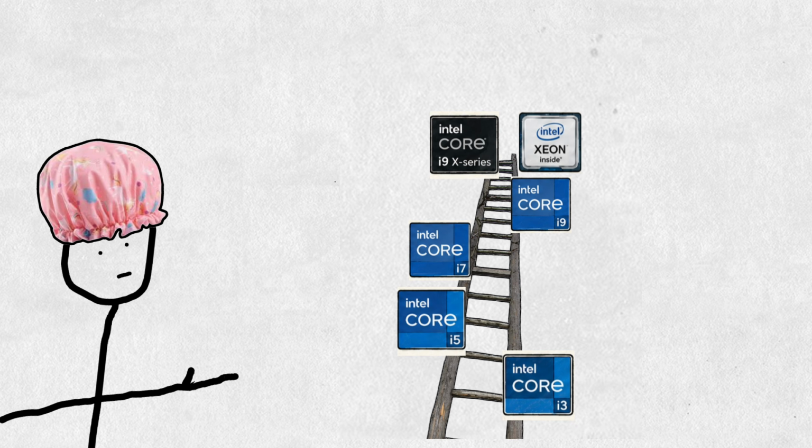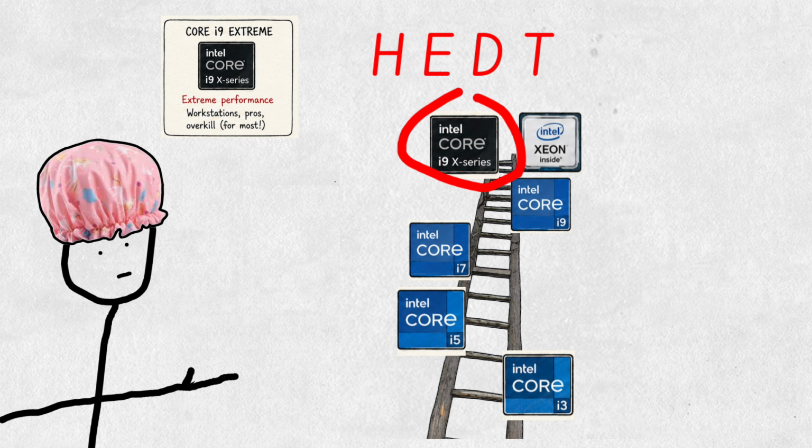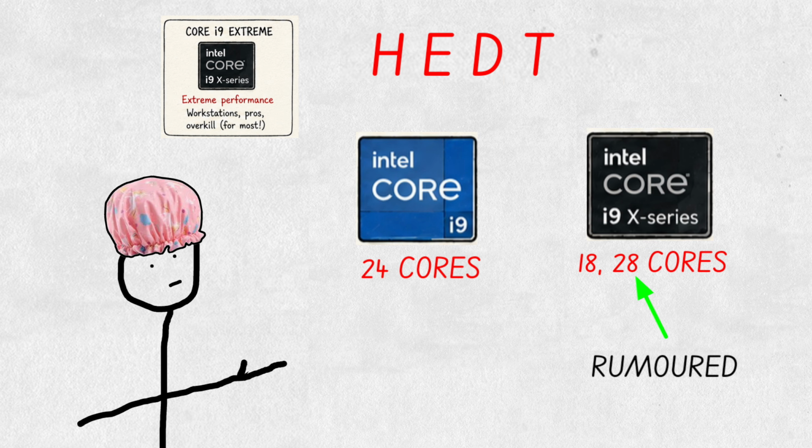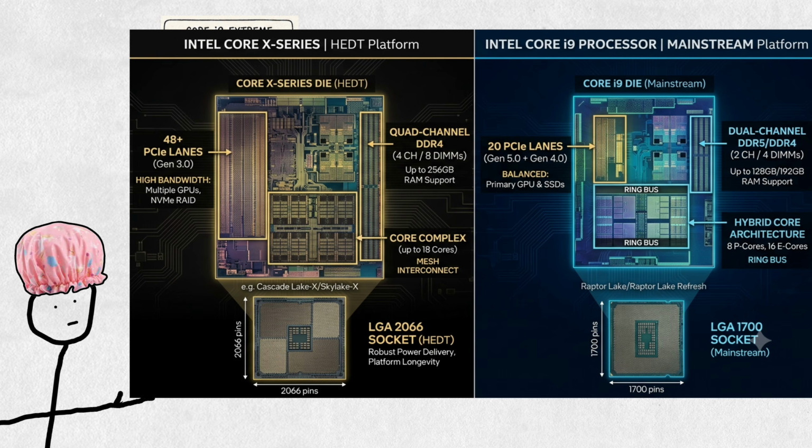Above the mainstream core lineup sits Core X. This is Intel's high-end desktop platform, abbreviated HEDT, and it operates on a completely different circuit and platform from the consumer chips. Where a mainstream Core i9 might offer 24 cores, Core X processors have pushed to 18, 28 and in some configurations even higher core counts. They support more RAM, more PCIe lanes, and are designed for workloads that consume everything a standard consumer platform can offer, and still need more.